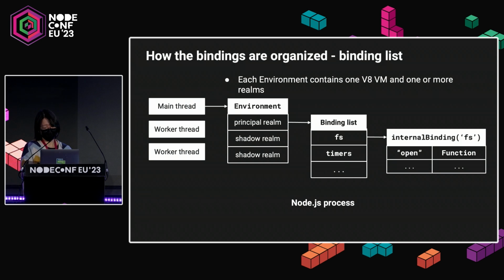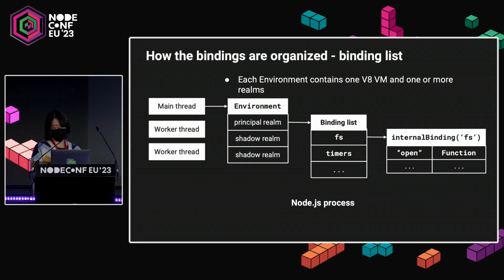Now, each realm here also contains a list of bindings. These are organized as keyed objects. So for example, there's one for fs, and there's also one for timers, and so on. And the JavaScript land can retrieve these objects using the internalBinding call. And in that particular fs binding, there are yet a bunch of keyed properties. For example, the native open function that can be invoked from the JavaScript land that we saw before.